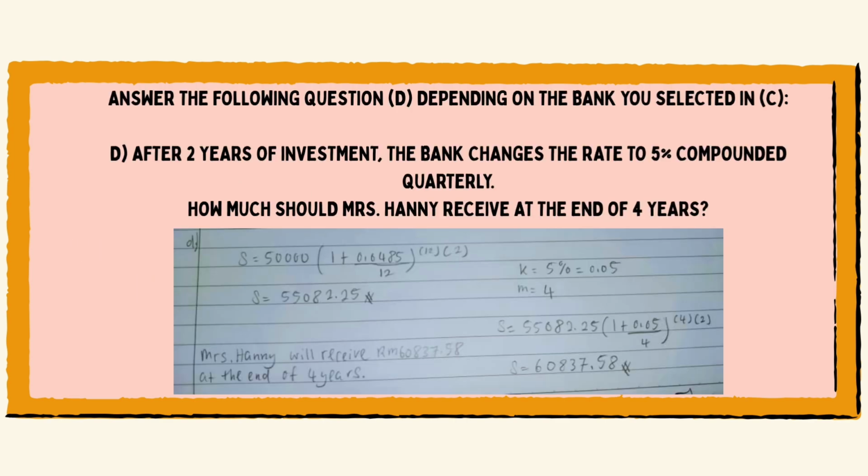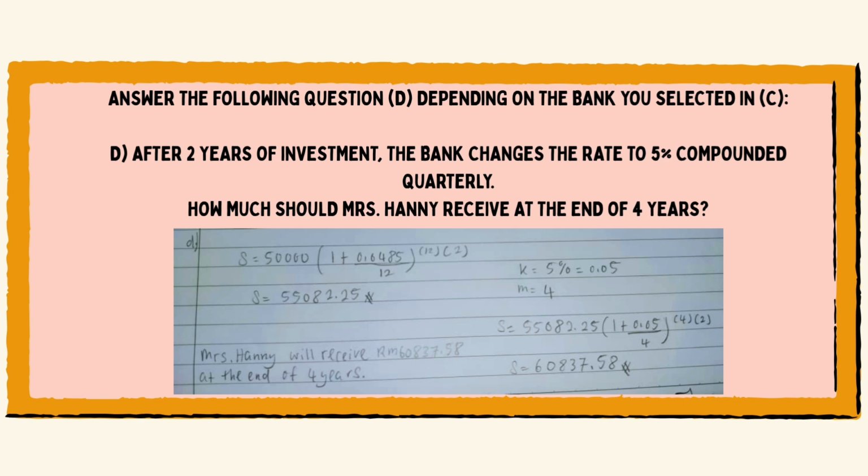Question D. After 2 years, the rate changed to 5% compounded quarterly. Since MU Bank was selected in Part C, we will continue using MU Bank for this calculation. After investing in MU Bank for the first 2 years, the amount grew to 55,082 ringgit and 25 cents.